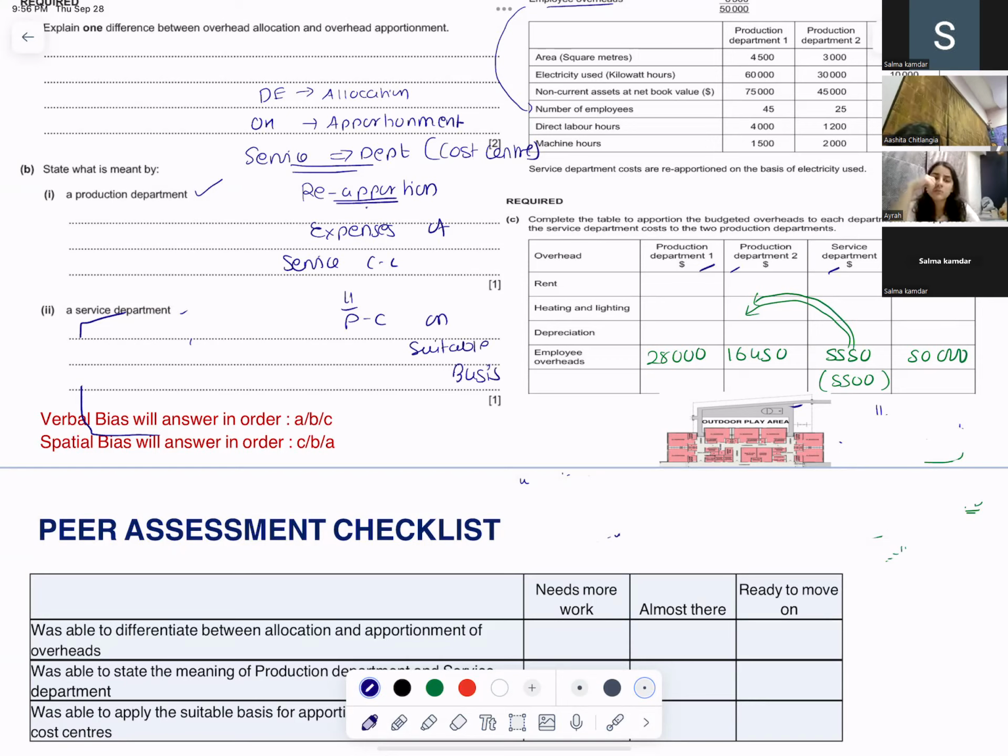That means this entire expense of the service department, I am going to distribute amongst these two departments. I am going to reapportion because I have already apportioned. Now I will reapportion the service department cost to the production departments on a suitable basis. Why do I do this reapportionment?